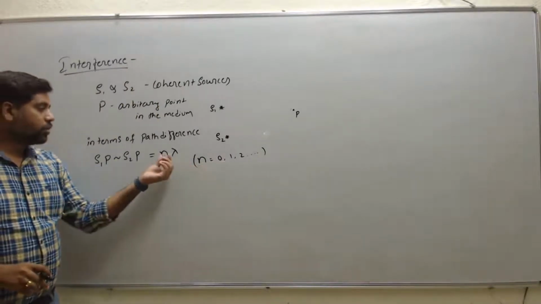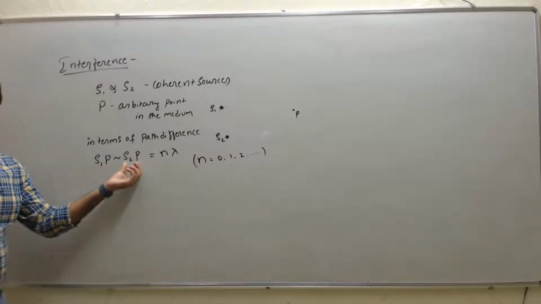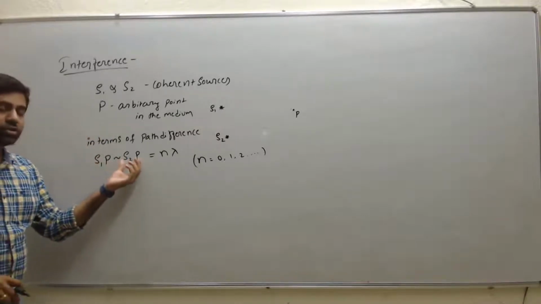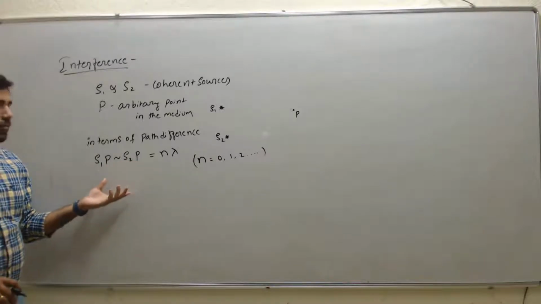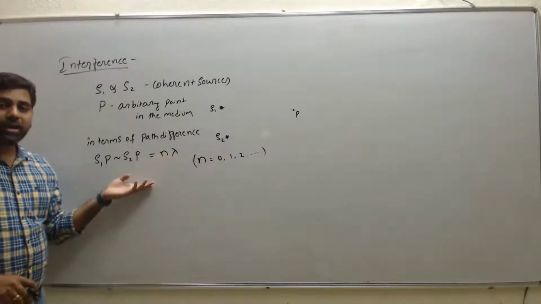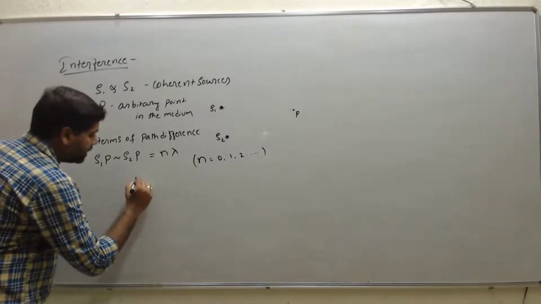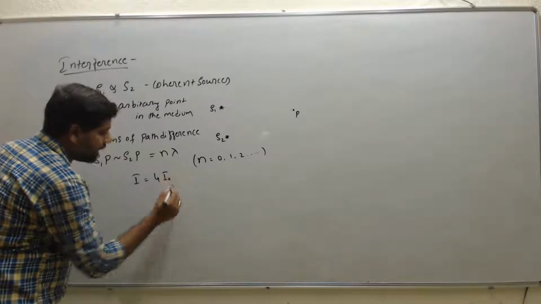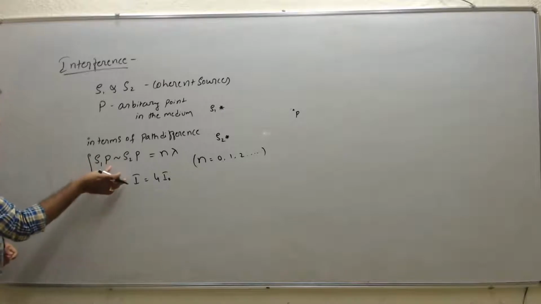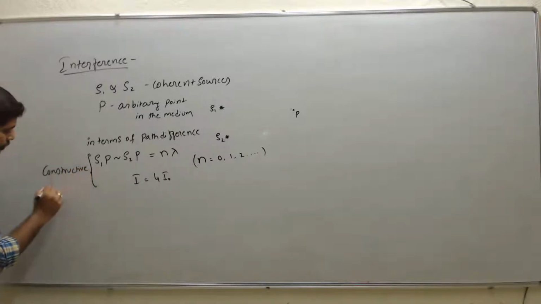Right? So if we substitute the value 0 here, then the RHS becomes 0, then S1P is equal to S2P. In the last class we studied case one, that is S1P is equal to S2P, then we get constructive interference and we get the maximum intensity. If it is 1 lambda, then also we get constructive interference and the intensity is maximum. So here we get the intensity I is equal to 4 I naught. So this interference we call constructive interference.